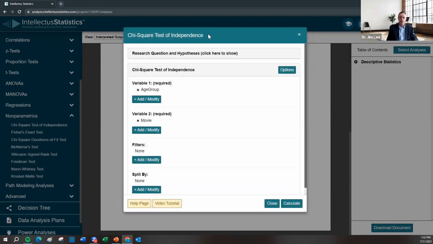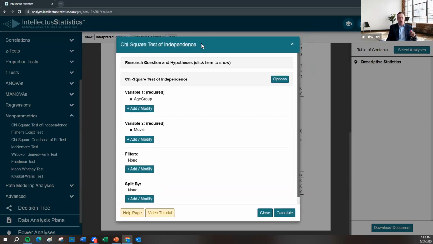So the chi-square test is answering the question, is there a relationship between age group and movie? Maybe younger people prefer different movies than older people. And I would say, is there a relationship between these two variables, age group and movie, or are these really independent from each other? Hence the title, Test of Independence. Also a video. Okay, so let's go to calculate.